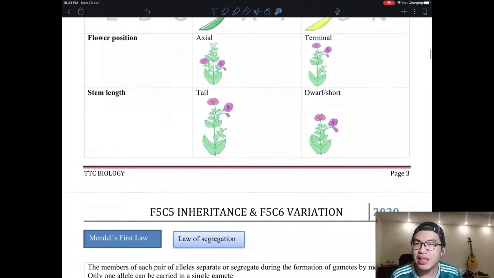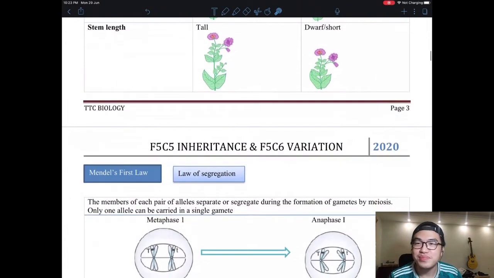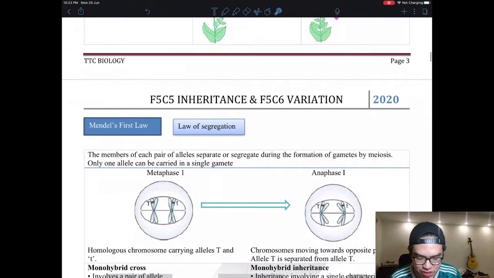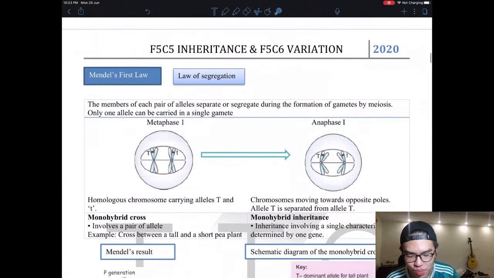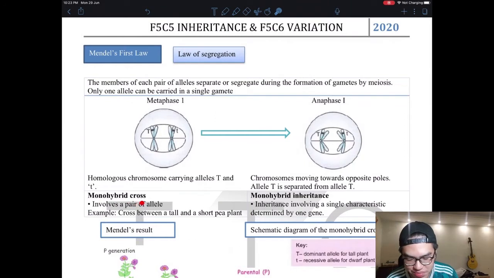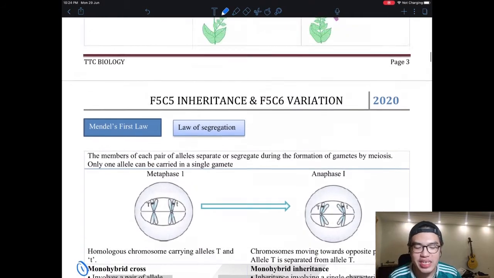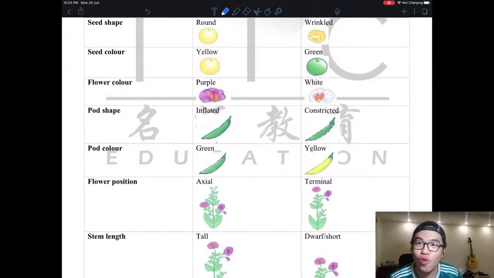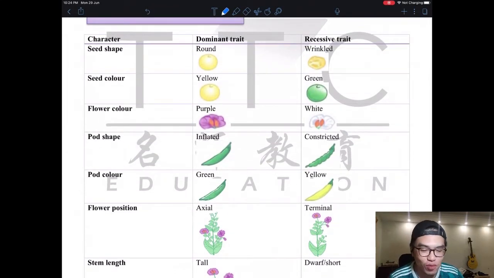But Gregor Mendel kept it simple. He did something called a monohybrid cross. What does monohybrid mean? Mono means one. Because he knew that it is impossible to study all these characteristics, he just studied one. Basically, if one works, the rest will work the same. So he just studied one trait.